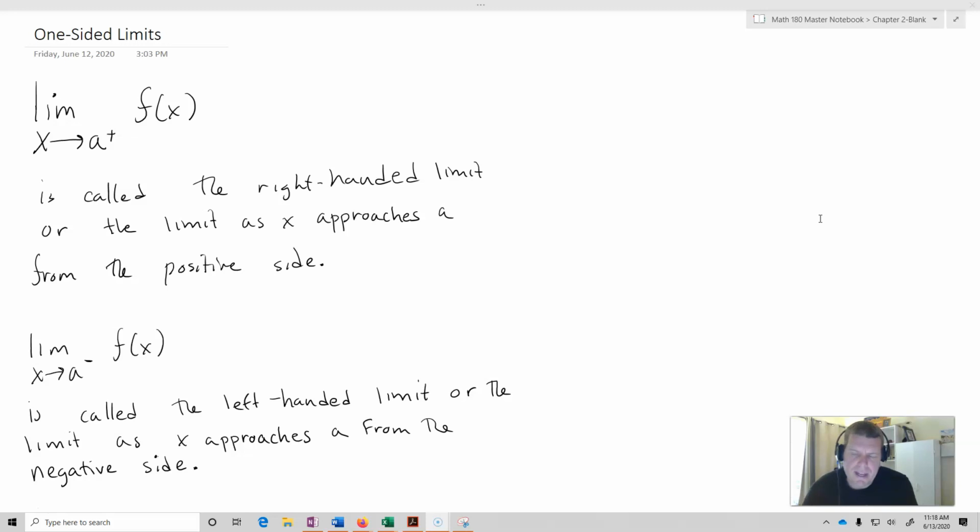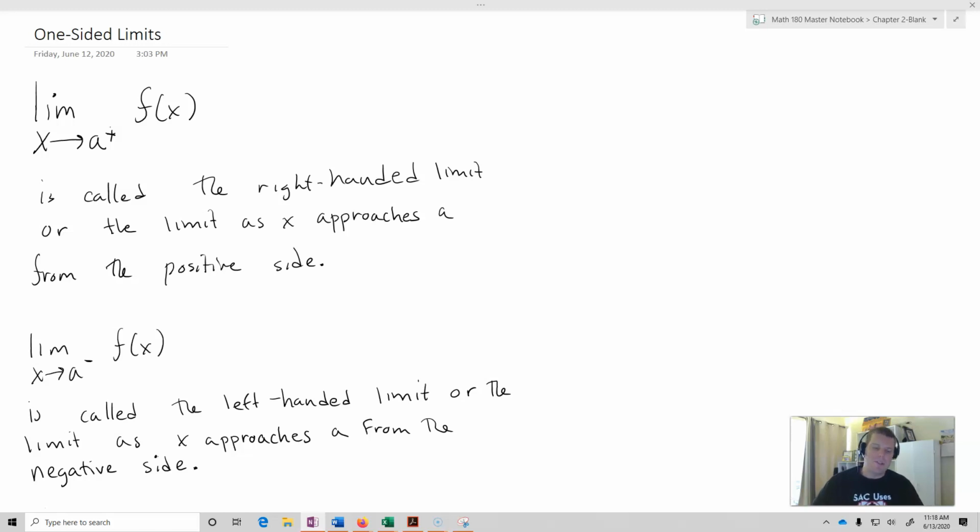We actually have some definitions for this because they end up becoming really important. The limit as x approaches a from the positive side, and you see this plus sign, of f of x is called the right-handed limit. So it's coming from the positive side. We come in from the right side and approach f of x from that side. That's a right-handed limit, or the limit as x approaches from the positive side.